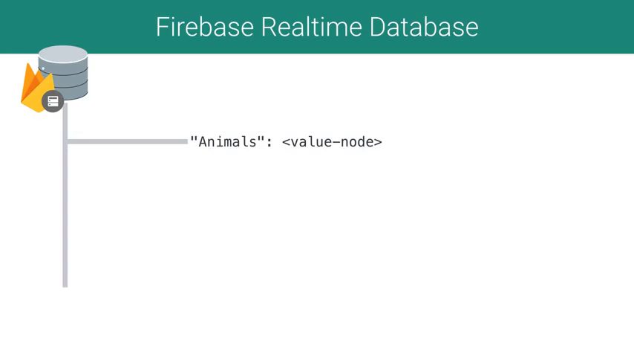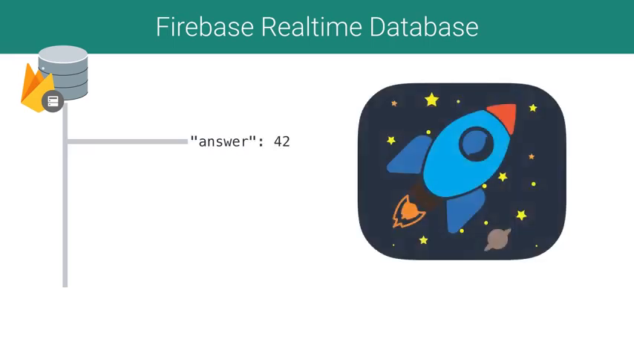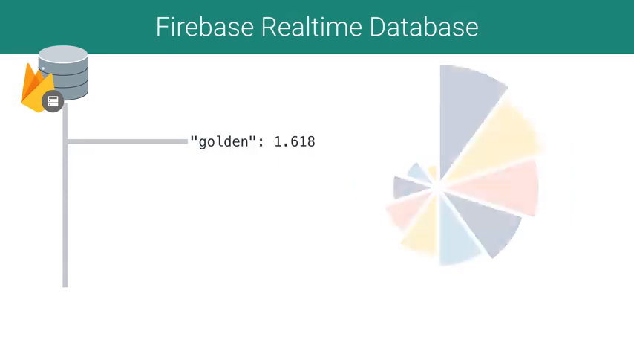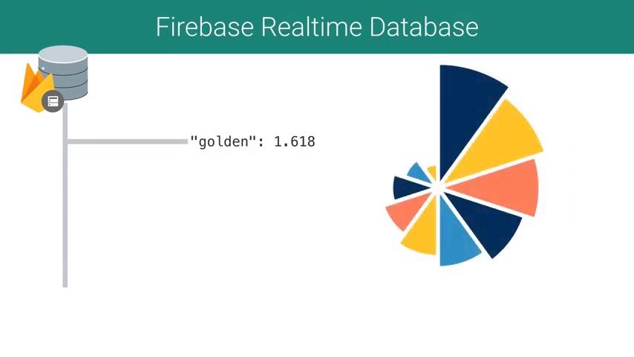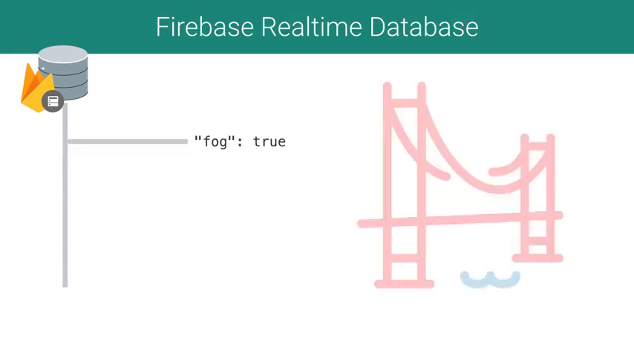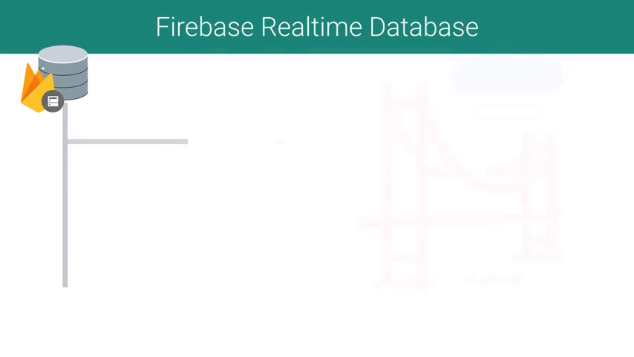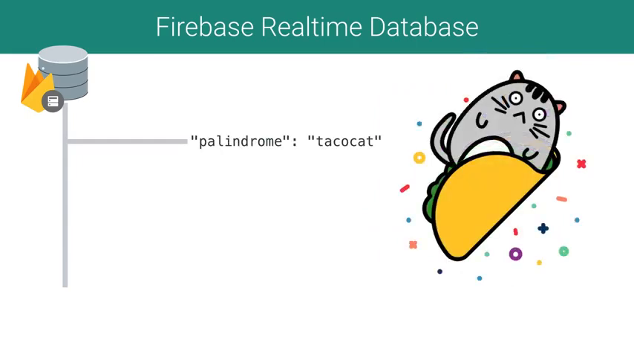As you can expect from JSON, node values can have different types. They can be integers, like the answer to the ultimate question of life, the universe and everything. Or they can be floats, like the golden ratio. Or they can be a boolean, like true or false, like whether there's fog in San Francisco. Well, okay, that one is mostly true. Values can also be strings, like this tasty palindrome.